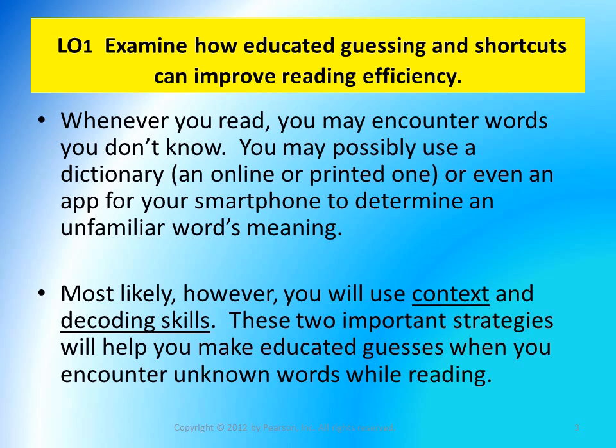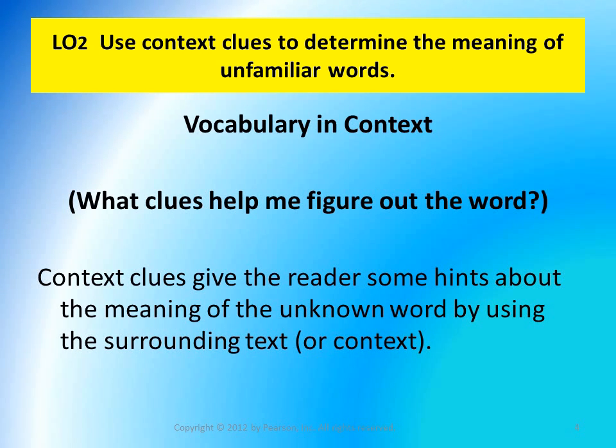In these instances, what you can do is you can use context and decoding skills. Decoding skills refers to just sounding out the word, because sometimes when you just say the word aloud and sound it out, you realize that you do know it, but you just didn't know it in print. What I'm going to focus more on is using context clues to figure out words that you don't know even after you sound it out. And that refers to Learning Objective 2. Use context clues to determine the meaning of unfamiliar words.